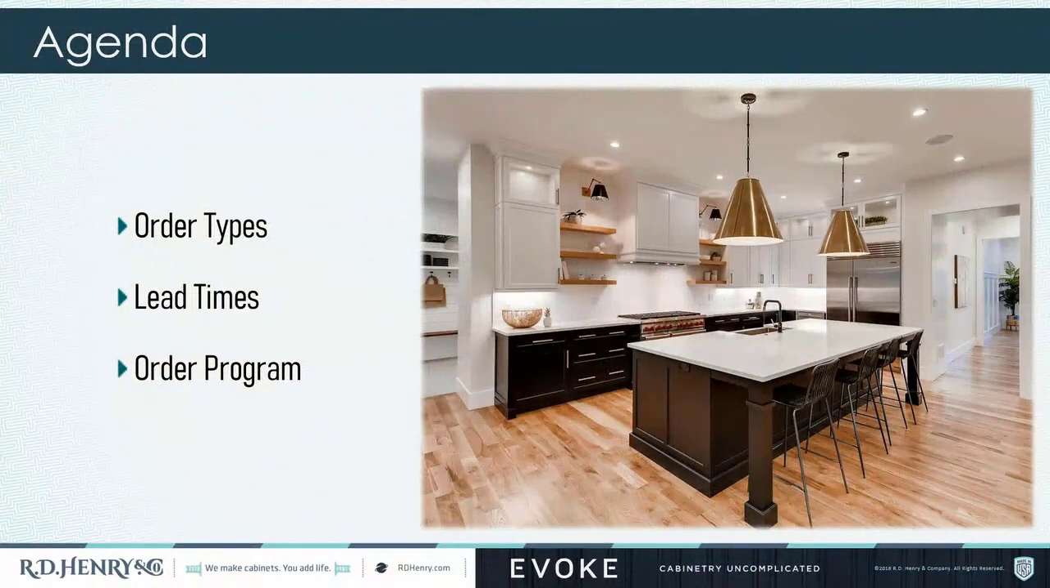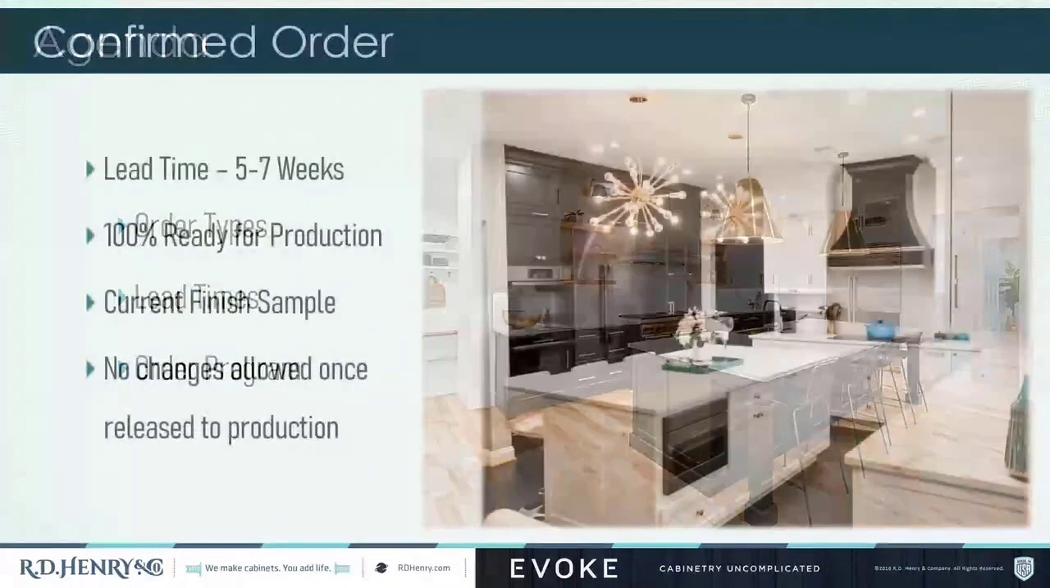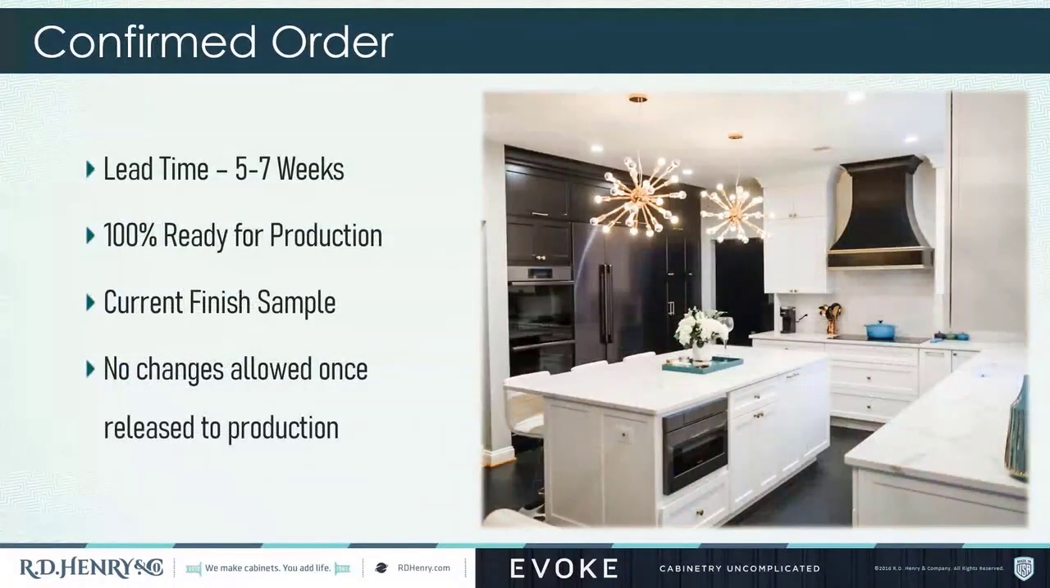Okay, so first we're going to go through the order types and their lead times, and then the order program. First off, we have several different types of orders in our program. The first one is going to be our confirmed orders, probably what you'll use most of the time, and this is when your order is 100% ready for production.